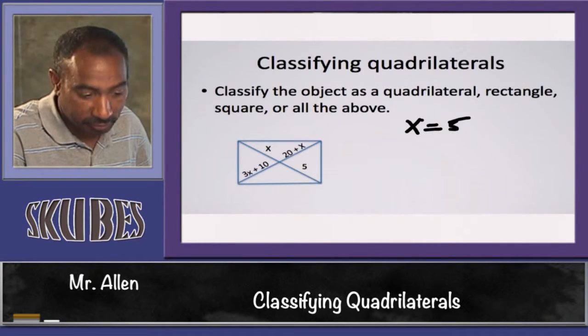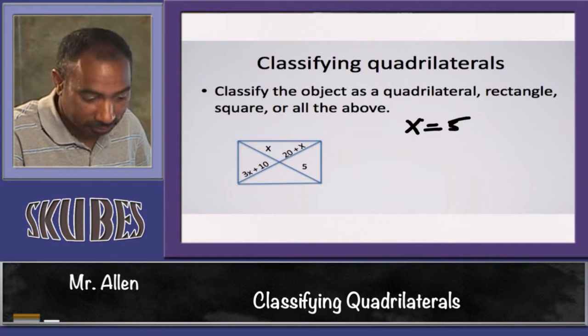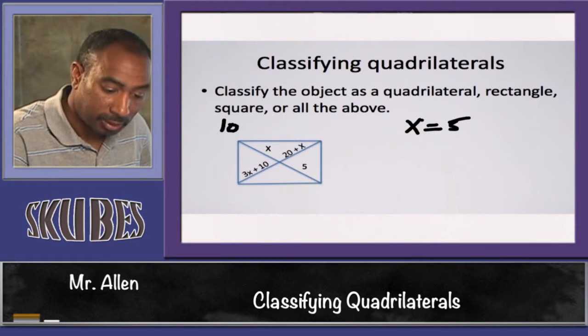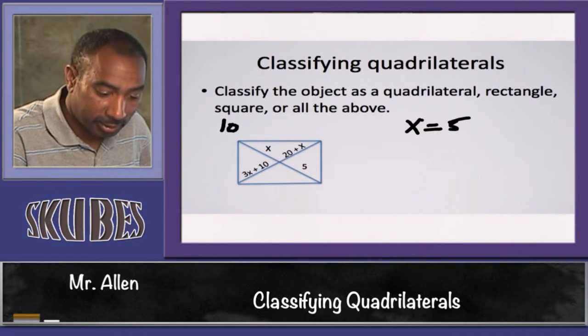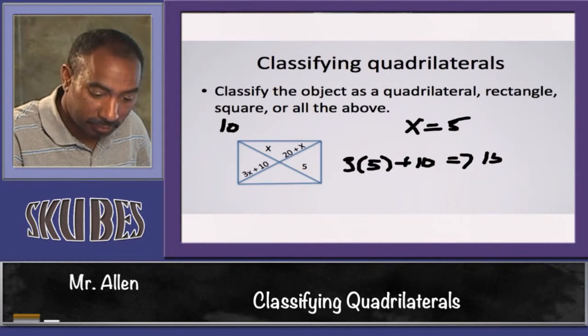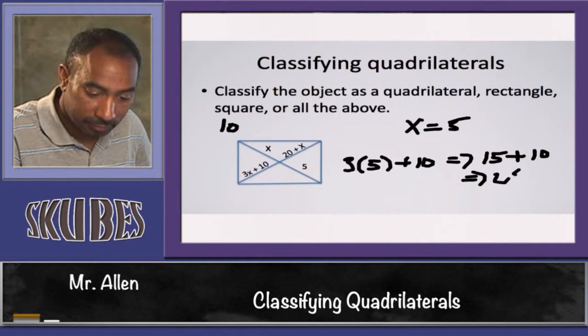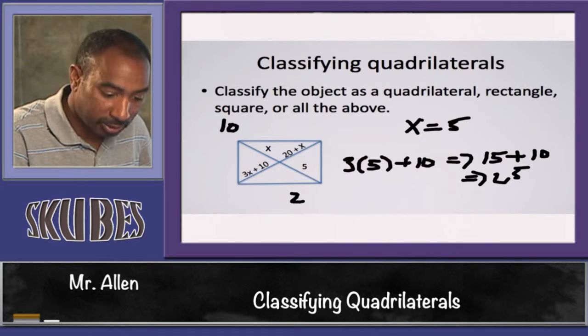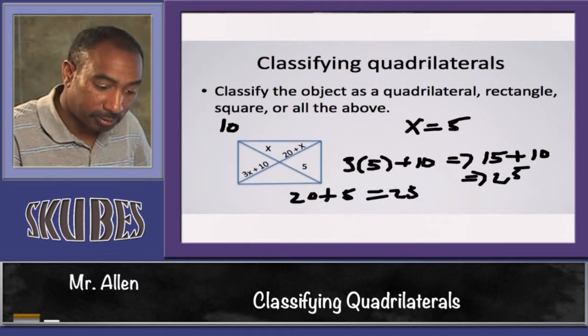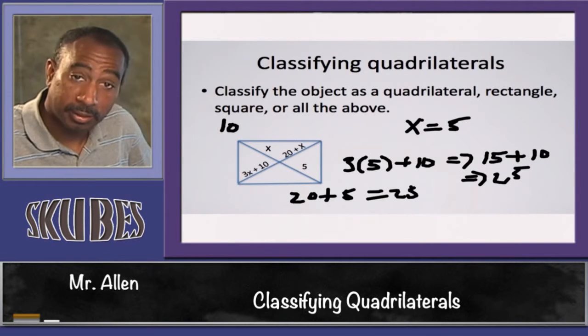So we know x is 5. Well, right here it says 5, so x is 5, then that's true for that diagonal. And that diagonal has a length of 10, right? Because 5 plus 5 is 10. And let's test the other one out. Let's see, we have 3 times 5 plus 10. That gives us what, 15 plus 10? That gives us 25. And then we have 20 plus 5. That gives us 25. So yeah, the diagonals definitely bisect each other.